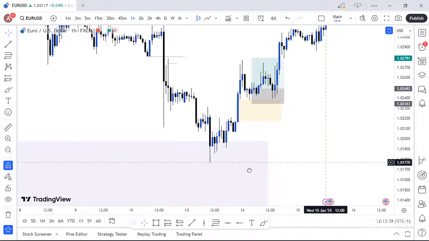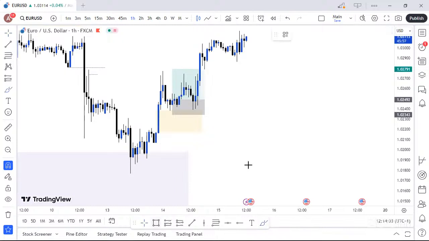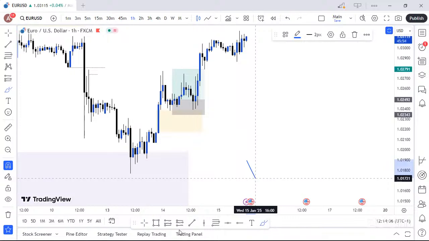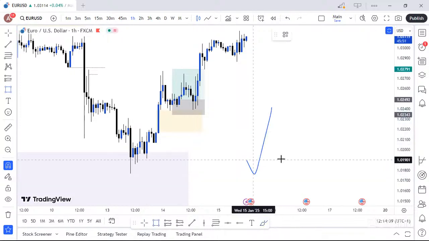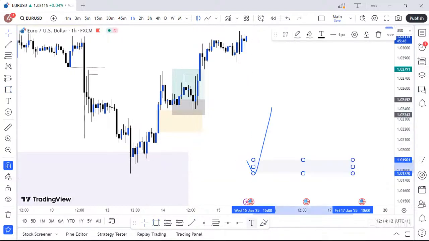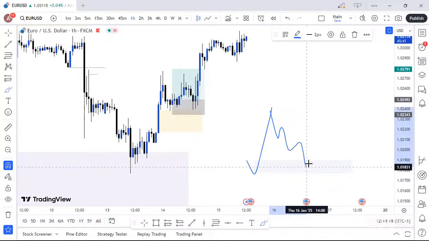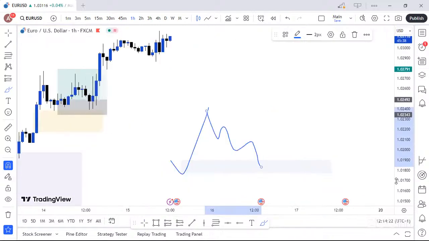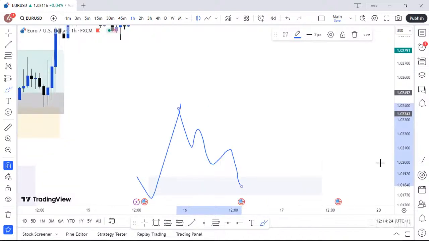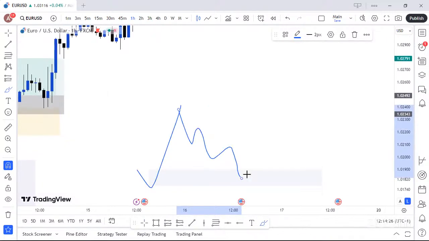Market structure shift. So let's say we had a demand zone, right? We had a demand zone that price is coming back into. Please stay with me. Price is coming back into that demand zone, right? So at this point, you now enter lower time frame. Exactly. Now that's confirmation. You're looking to enter the trade on lower time frame so that you have a better risk to reward ratio.